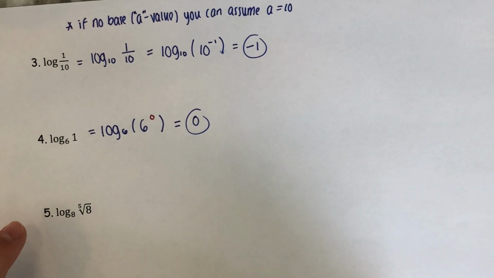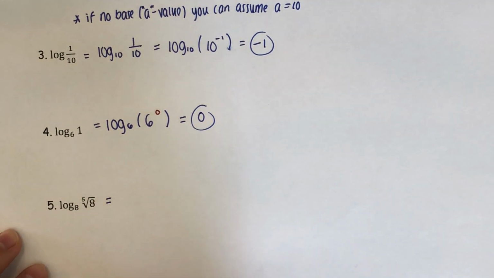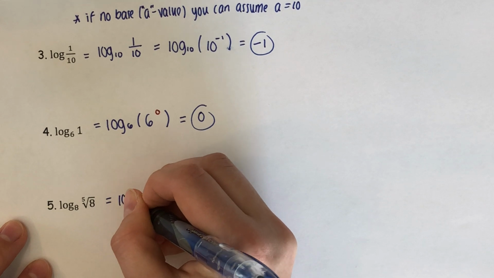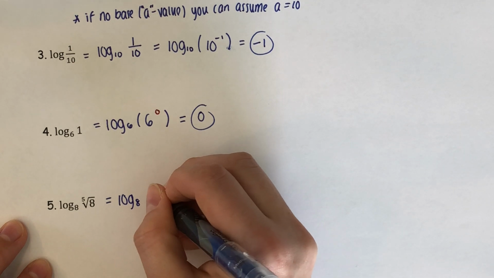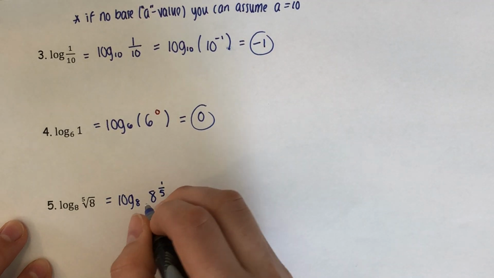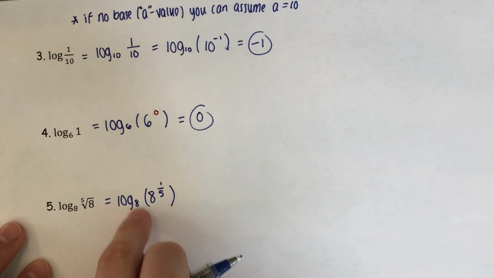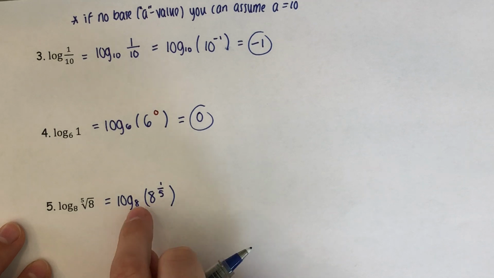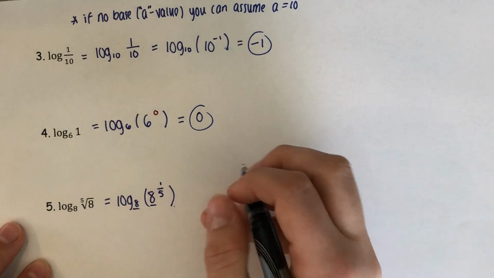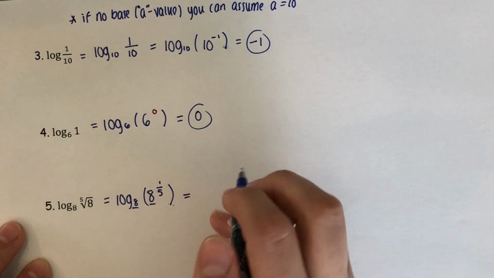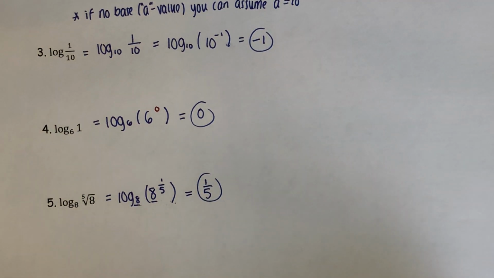Number 5, we have log base 8 of the 5th root of 8. So first thing I'm going to do is rewrite that log base 8, and instead of the 5th root of 8, I'm going to rewrite that as 8 to the power of 1/5. And I can even put that in parentheses if I want. So already it looks exactly like we had it up there. Once you have it written as that base to a power, we just know that it's that power for our answer. So we already have it written in the form we need, so 1/5 is going to be our answer.